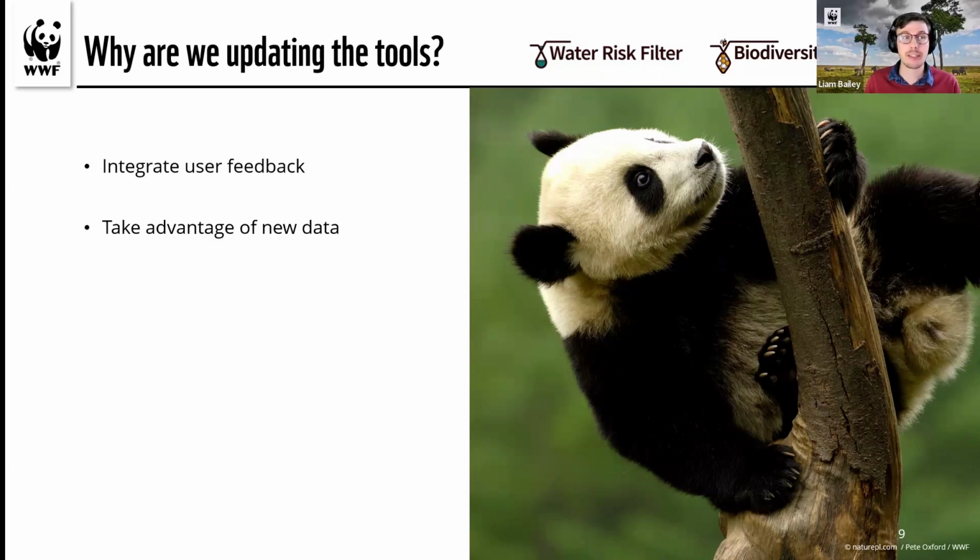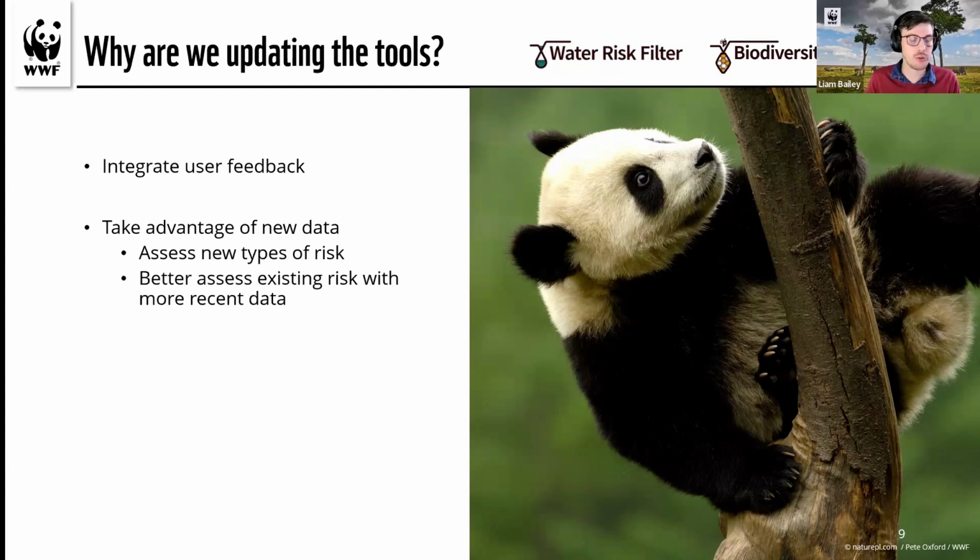It also allows us to take advantage of new data that may have been released over the last few years, and this gives us a few benefits. Firstly, it allows us to assess new types of risk that we might not have been able to do before. It can also allow us to better assess risks that we were already focusing on by using new, updated, and more recent data sets. And of course, it also makes sure that we can have the newest versions of data that have been recently released.